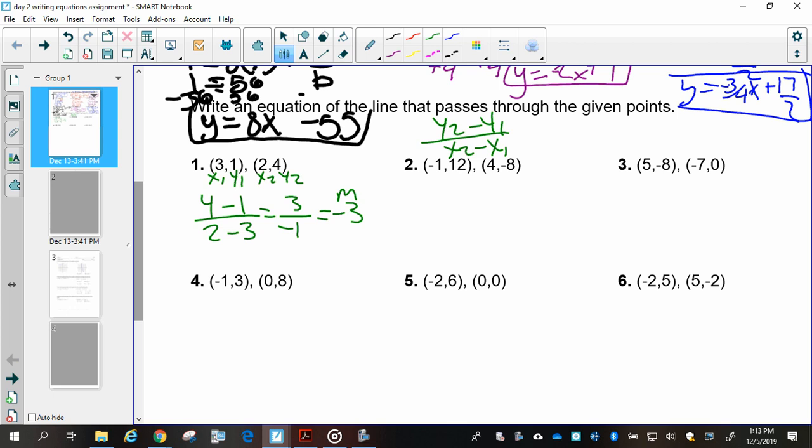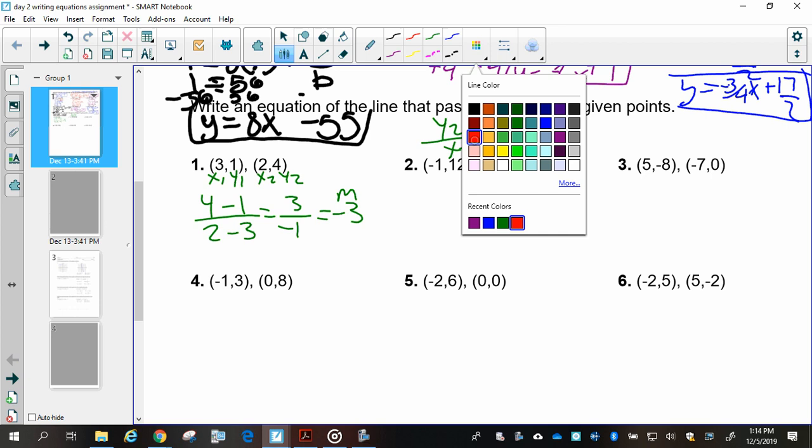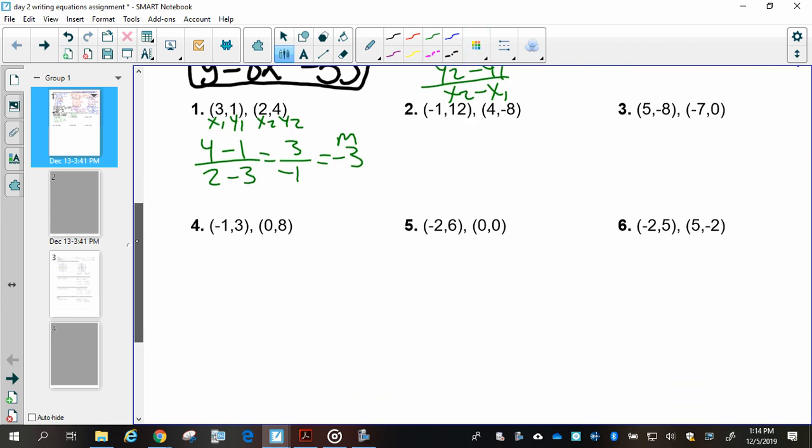Because you're given 2 points, you have an option. You can choose which point you want to use. Don't use both, but you can choose either one. Now, I'm going to do both to show you that they both work.